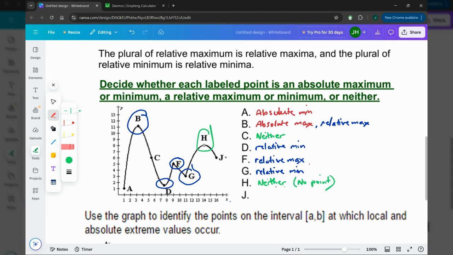And point J, it's an endpoint. So it cannot be a relative max or a relative min. It is not the highest point on the graph. It is not the lowest point on the graph. So this is neither one again. It's neither an absolute max or an absolute min. And it cannot be a relative max or a relative min.